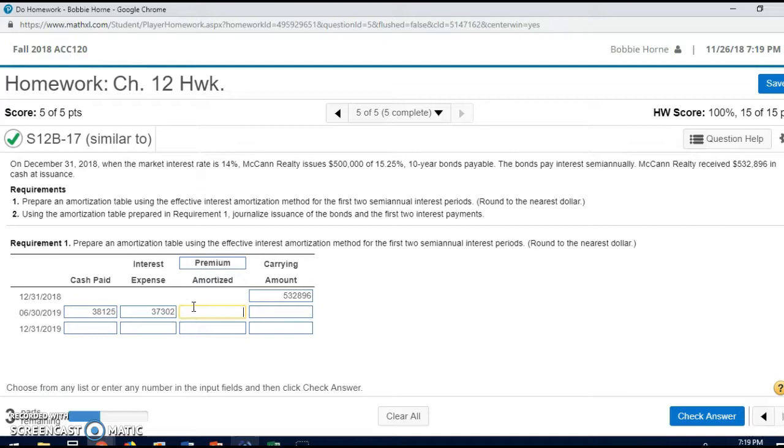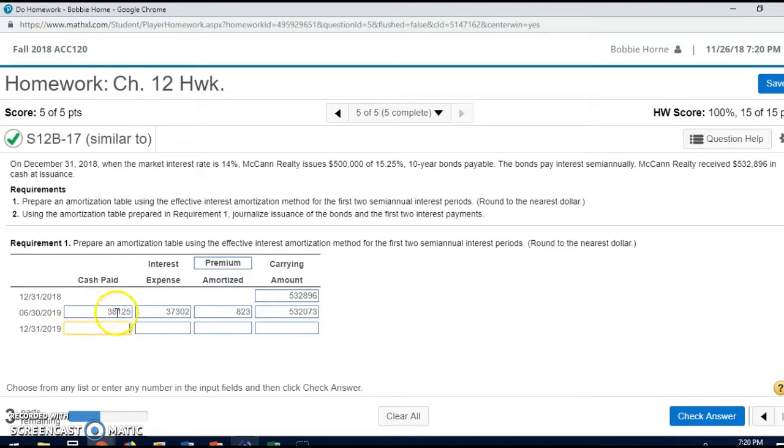So the difference between the cash paid and the actual interest expense will be the premium we're amortizing. So take 38,125 minus 37,302, and we're going to amortize $823 of premium. So this number needs to go down. We're trying to get the carrying amount to the actual 500,000. So we're going to subtract 532,896 minus 823, and we're going to get 532,073.